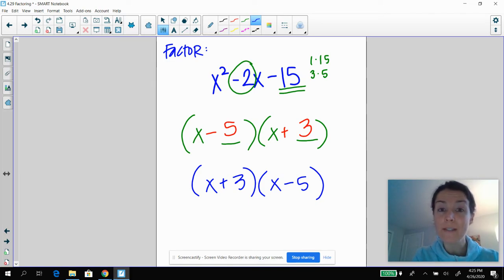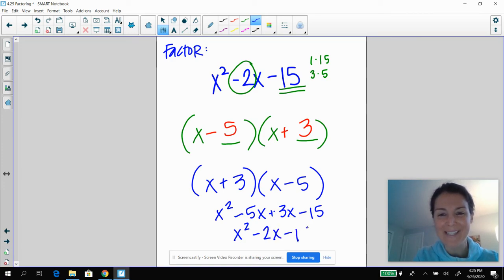If I FOIL these guys out to double check, let's see what I get. x squared minus 5x plus 3x minus 15. Combining like terms here, I get x squared minus 2x, nice, minus 15.